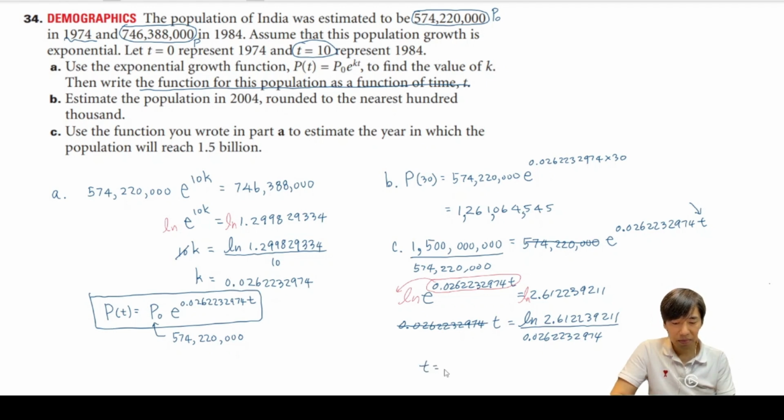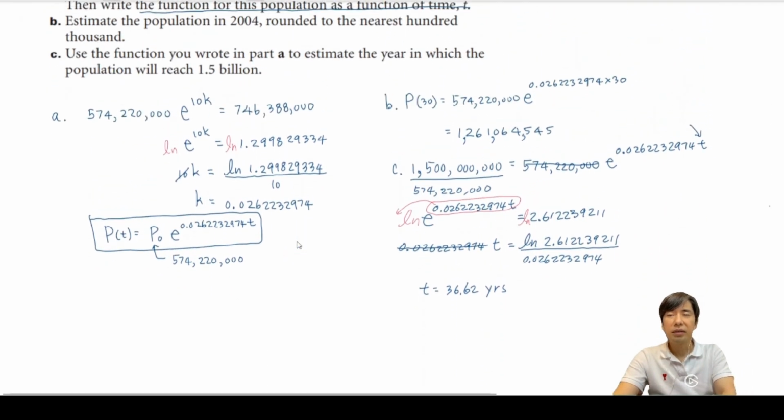So t is equal to, calculator time, ln of answer divided by 0.0262232974. So you get 36.62, approximately this much. So it takes about 36.62 years for the population of India to reach 1.5 billion. Okay. All right, that's it. That's the end of part 2.